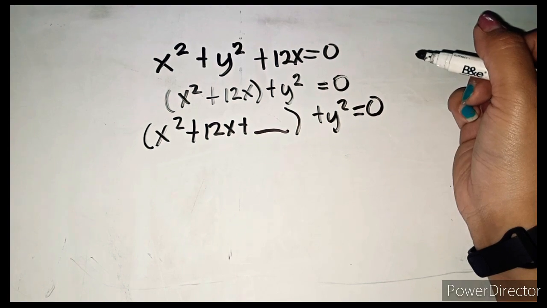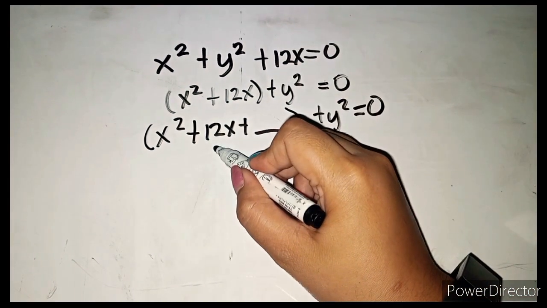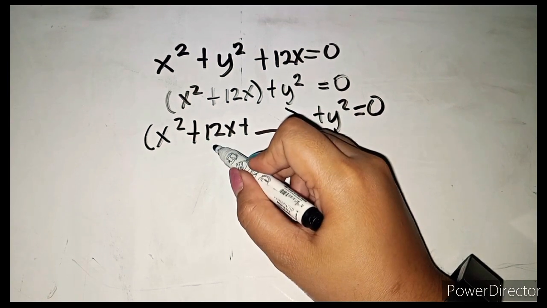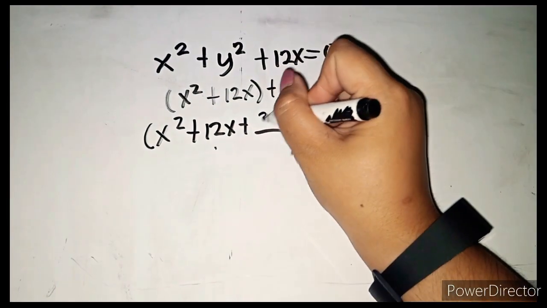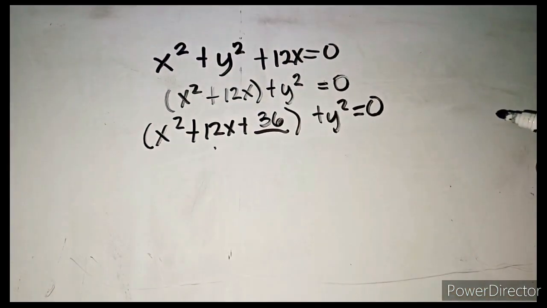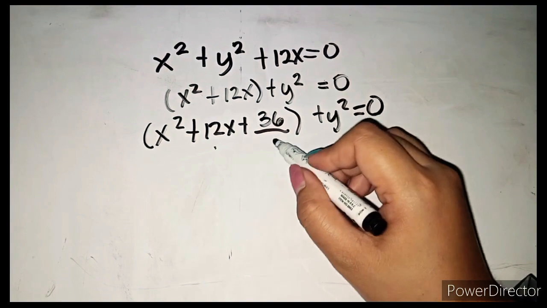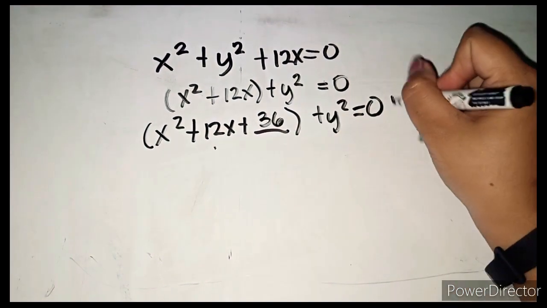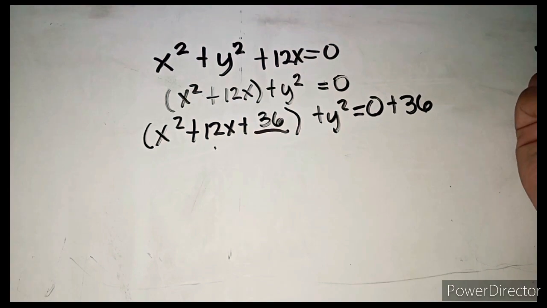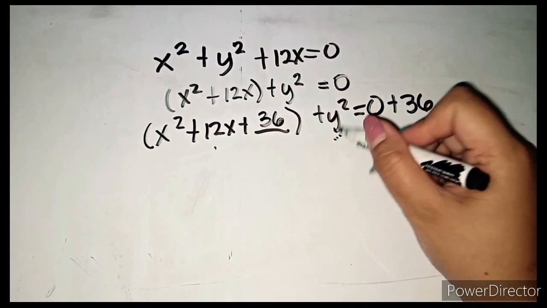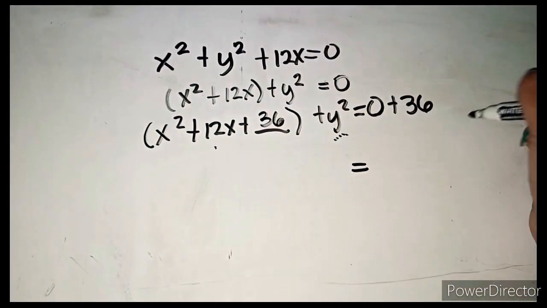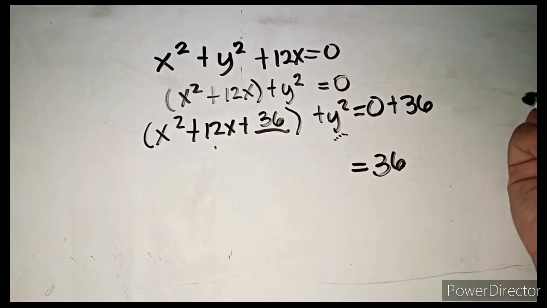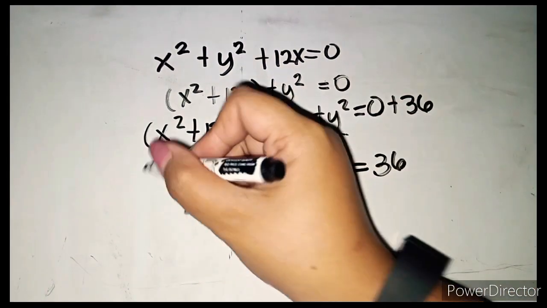Paano ulit kunin yung third term? So, puntahan natin si middle term. Divide natin siya sa 2. So, 12 divided by 2 ay 6. Then, 6 squared ay 36. Okay? Since nag-add tayo ng 36 sa loob, i-add din natin yung 36 sa labas. Since wala tayong ginawa dito, as is lang po siya. Then, simplify natin. So, 0 plus 36 ay 36. Okay? Rewrite na natin to.